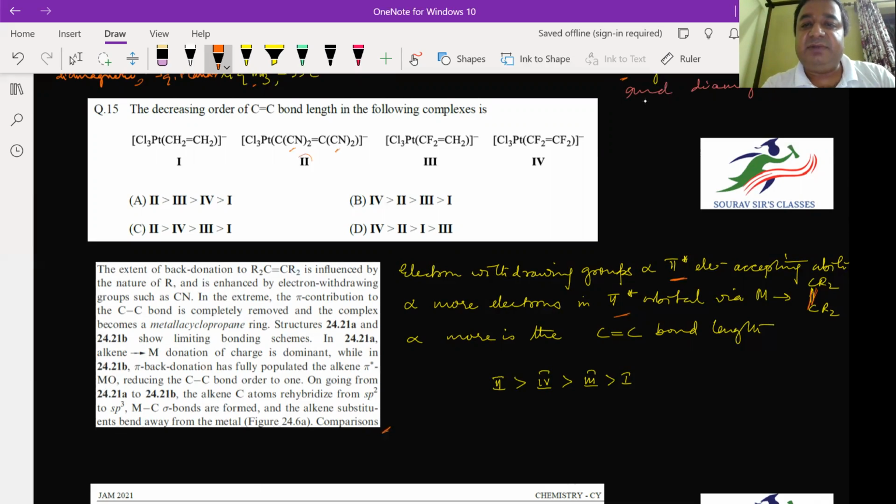Here, between 3 and 4, obviously 4 is having CF2 and 3 is having CF2, so obviously the bond length of the CF2 double bond CF2 will be more than that of CF2 double bond CH2, which will be more than that of CH2 double bond CH2. So obviously the order here is going to be 2 followed by 4 followed by 3 followed by 1, and that means our answer here is going to be C.